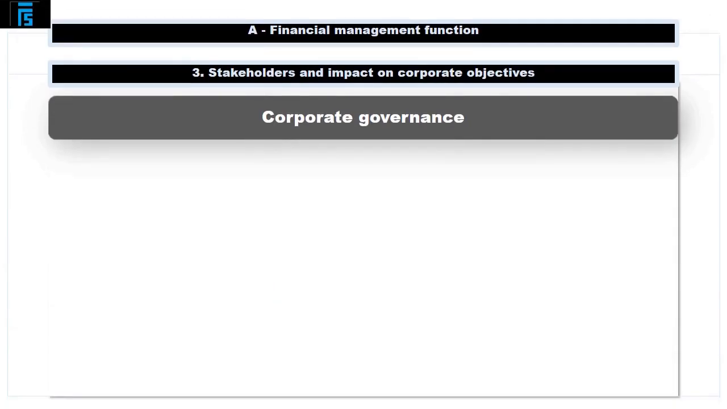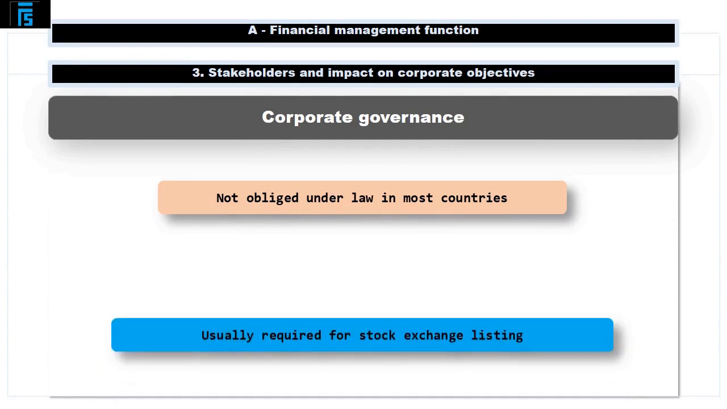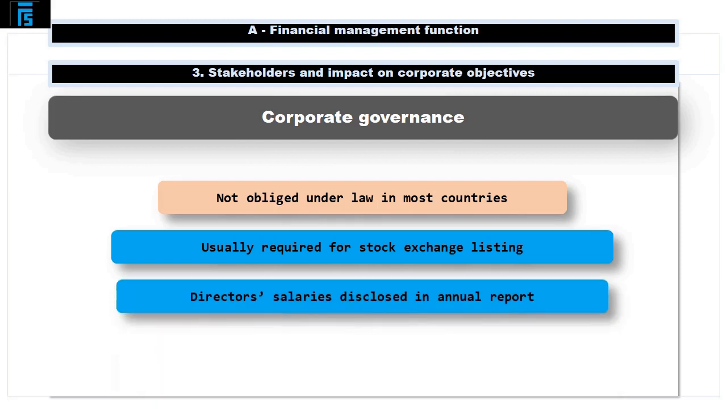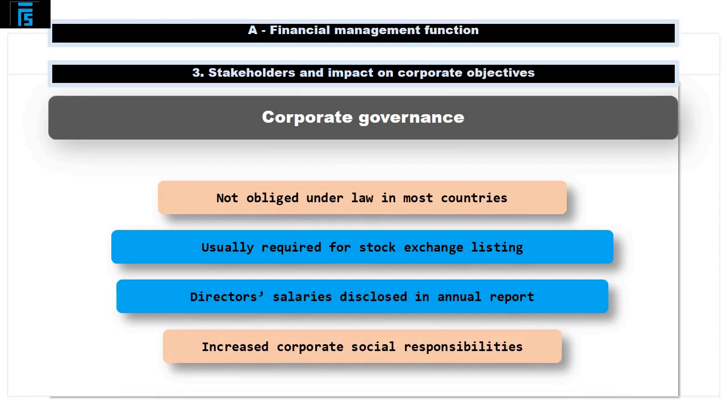Although corporate governance is not obliged under law in most countries, companies usually must comply with corporate governance codes of best practice to gain a stock exchange listing. A stock exchange listing means that the company must produce financial reports annually that give detailed information about the directors' salaries and pay attention to their corporate social responsibilities.